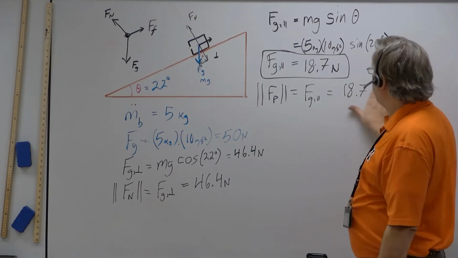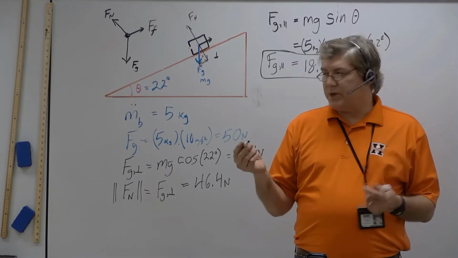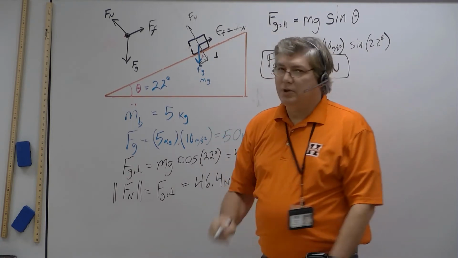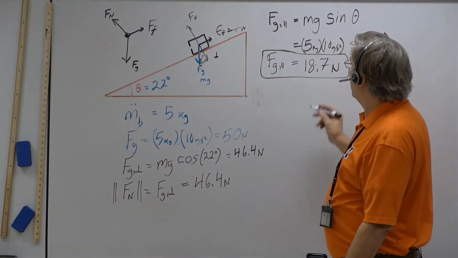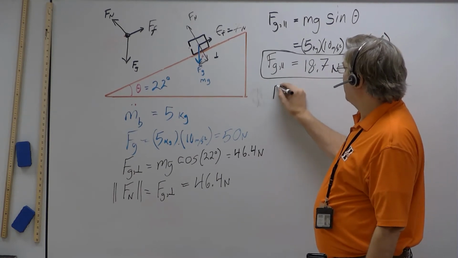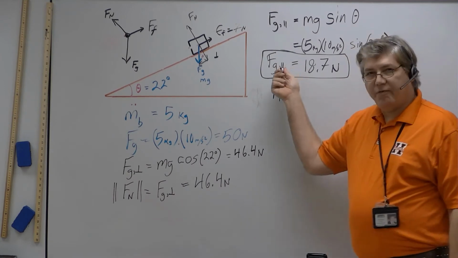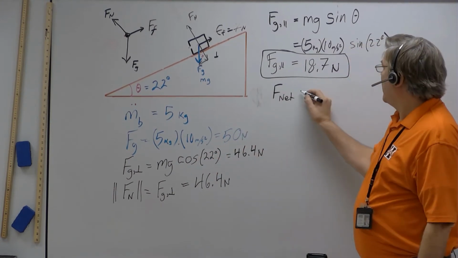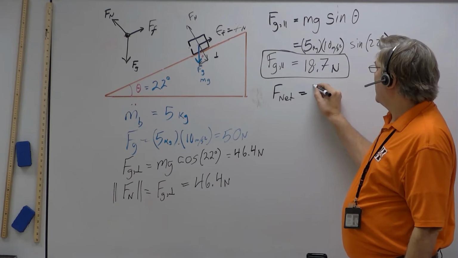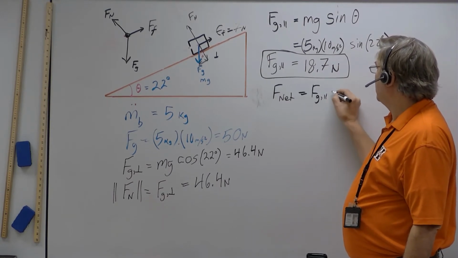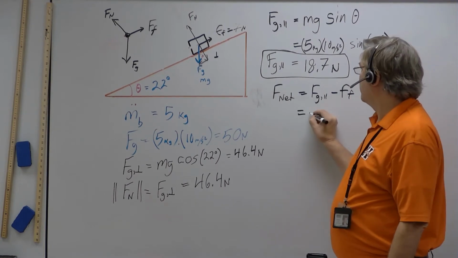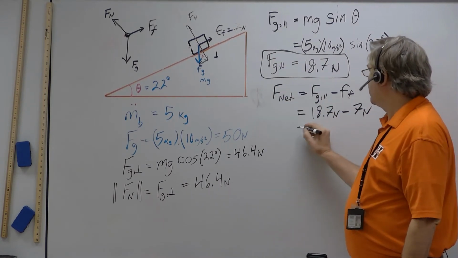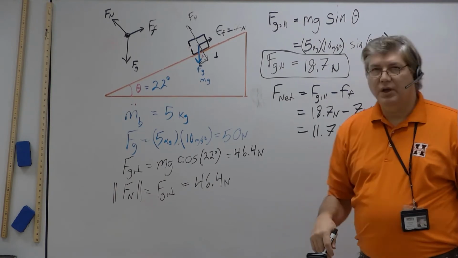If I was given a force of friction, if I had a problem that said, suppose the force of friction is equal to 7 newtons, what's the net force down the hill or down the incline? Well, I would just take my force of gravity parallel to the ramp, and I would say my net force is equal to the force of gravity parallel minus the force of friction. So it would just be equal to my 18.7 newtons minus 7 newtons. So it would just be 11.7 newtons if my friction was given to me.